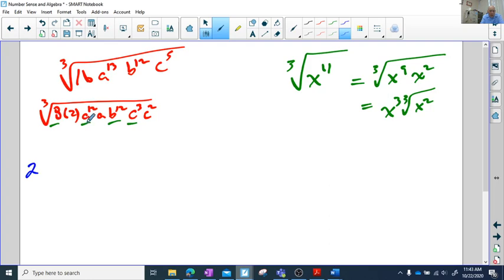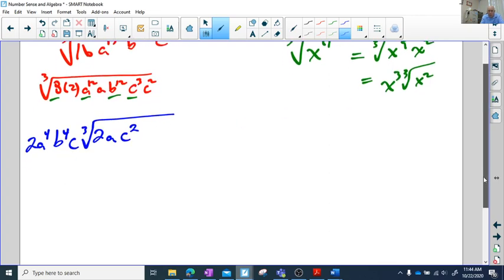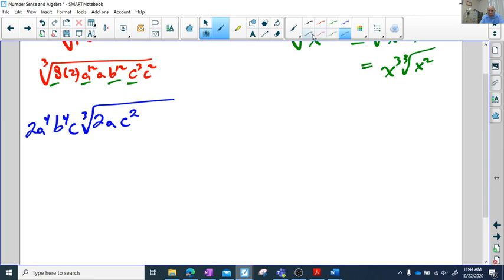The cube root of a to the 12, you take a third of the exponent. So it's a to the 4th, b to the 4th, c to the 1. Don't forget your index. Cube root. So anything that wasn't a perfect cube stays under, 2, a, and c squared. As long as this exponent is lower than your index, it is reduced. So we would be done. Okay, let's try one more like that, and then I'll let you guys do some practice on these.